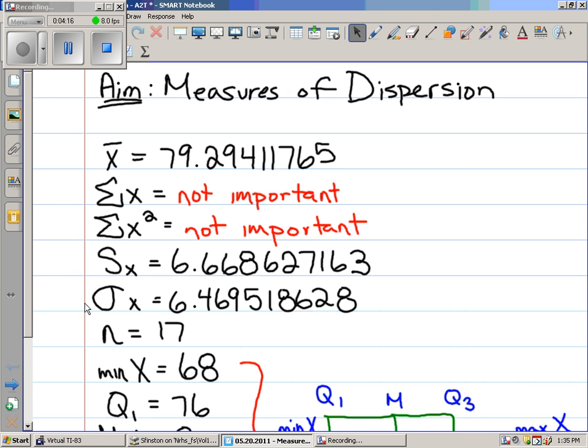SX and this funny looking symbol, these are the standard deviations. This one, SX, is the sample standard deviation, and this funny looking one is the population standard deviation. Now, in the data, it says the following is a sample of scores from a recent math test. Do you have all the scores? No. You have a small sample. So which one are you going to use, SX or this one? SX. Do you get it?